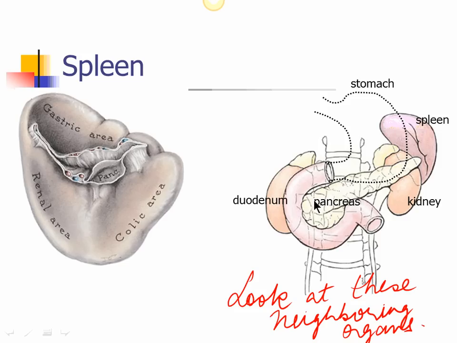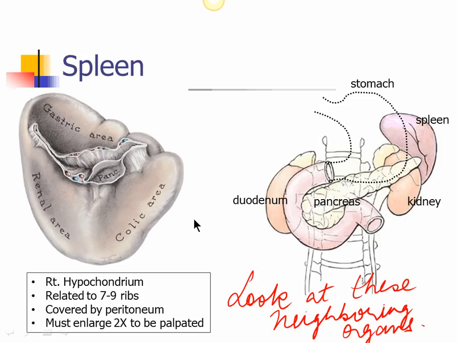So here are some of the features. Lies in the right hypochondrium, related to 7th to 9th rib, completely covered by peritoneum, must enlarge twice in order to palpate or feel it. Its function is to take care of the dying red blood cells.